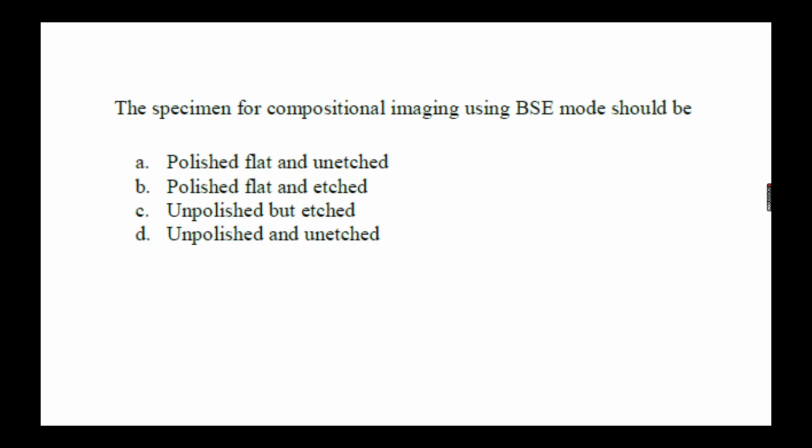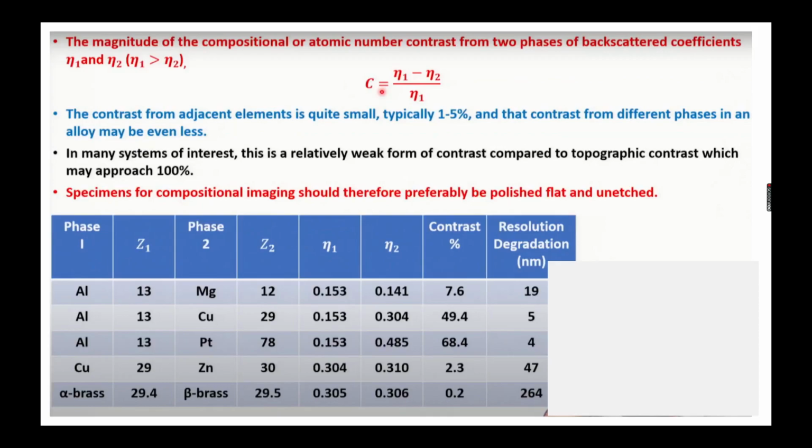So the specimen for compositional imaging using BSC mode should be: polished flat and unetched, polished flat and etched, unpolished but etched, or unpolished and unetched. So here it is saying that a specimen for compositional imaging should therefore preferably be polished, flat and unetched. Okay, because there is relatively weak contrast compared to topographic contrast, which may approach 100%. The contrast from adjacent elements is quite small, typically 1 to 5%. The contrast from different phases in an alloy may be even less.